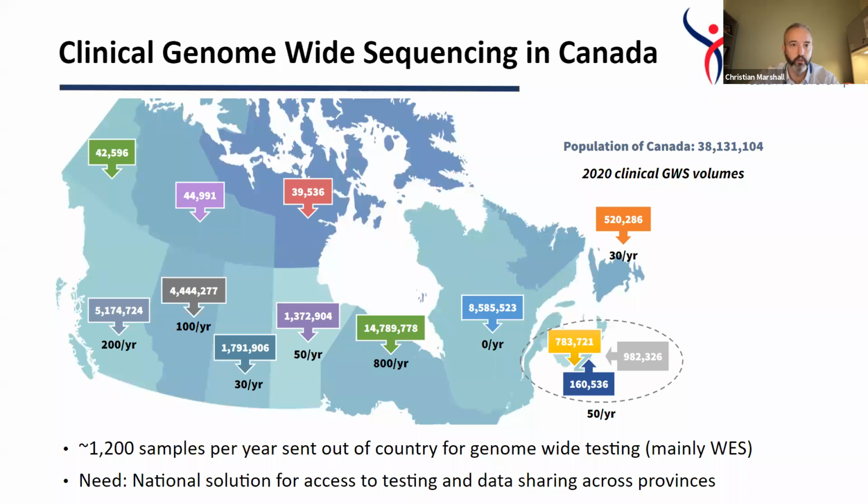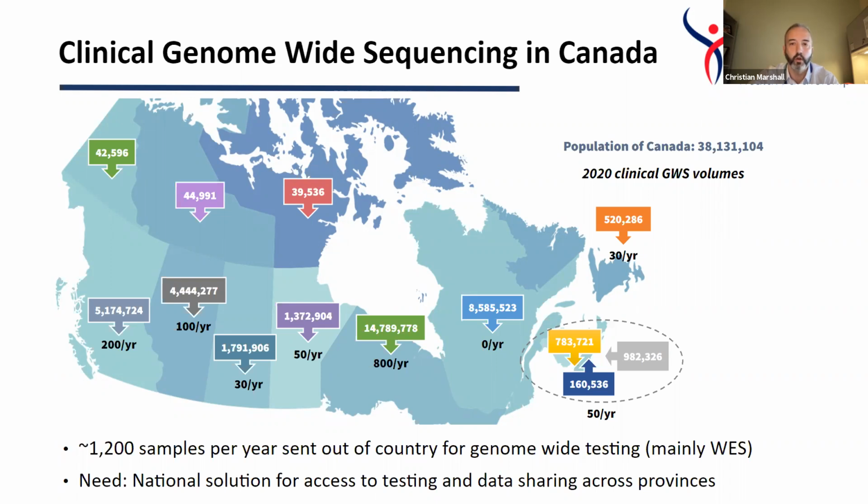these different jurisdictions. This is the clinical genome-wide sequencing that has been done. You see it's quite disparate across the different provinces. The numbers at the bottom are the number of genome-wide sequences that were sent out of country during that year. So that's roughly around 1,200 samples sent out of country. This is mainly whole exome sequencing. I'm referring to genome-wide sequencing as exome sequencing or genome sequencing.